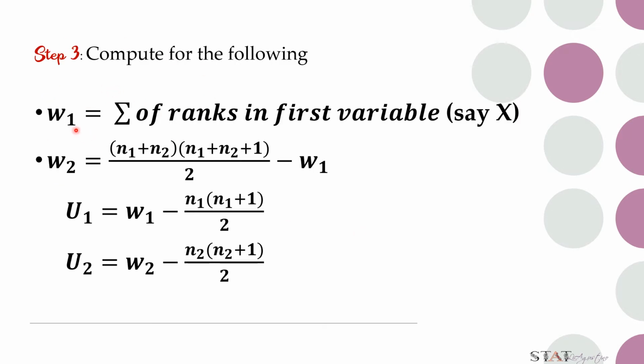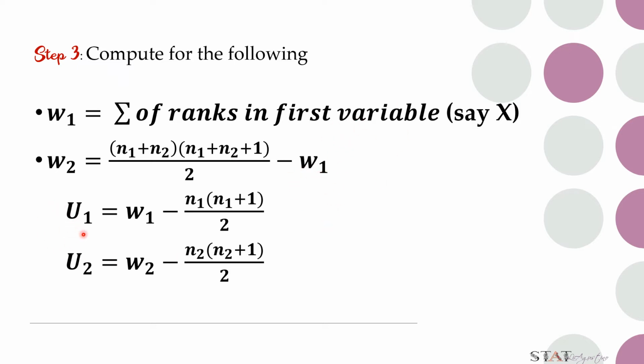So W1, the Wilcoxon value, is the summation of ranks in the first variable, or say X. And then W2 is equal to N1 plus N2 multiplied by N1 plus N2 plus 1, divided by 2. Take note that N1 and N2 are the sample sizes, or number of observations, in group 1 or group 2. So minus W1. So this is the rank for the first variable.